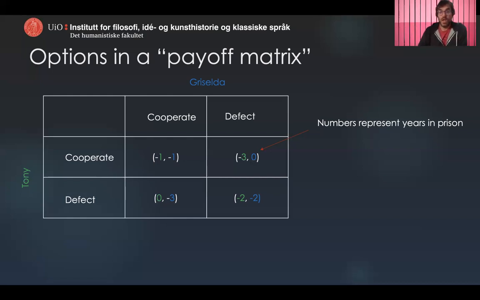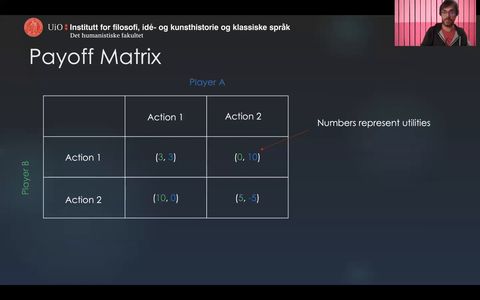Okay. Good. So this is illustrating the matrix of what the possible outcomes are. So this contains all the possible outcomes. Tony can cooperate or defect. Griselda can cooperate or defect. And then there's the number of years in prison that results from that.